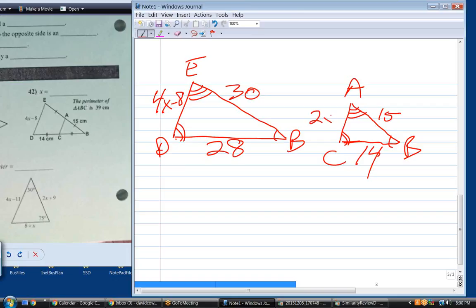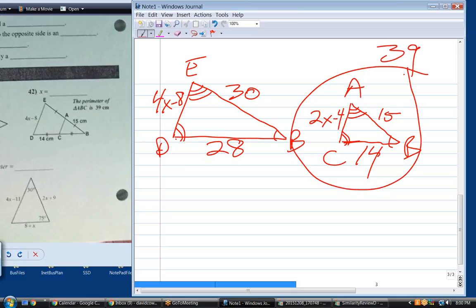2x minus 4. Good. And they tell me the perimeter of this thing is 39. What's my equation I can write to solve for x?